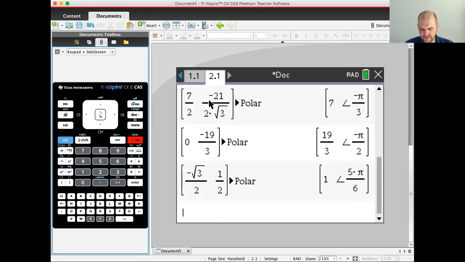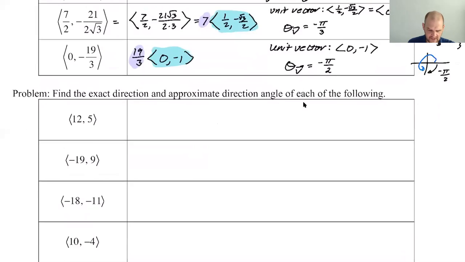So polar is this like other way of thinking about things where you know like a magnitude, and it's very much a vector-y thing, you know, a magnitude and a direction angle. And knowing that basically tells you what you're dealing with. So let's go back to the notes, and we will do the next part and see what we get. So these are going to be ugly angles, and then we'll come back to the calculator and have the calculator tell us the I guess approximate.